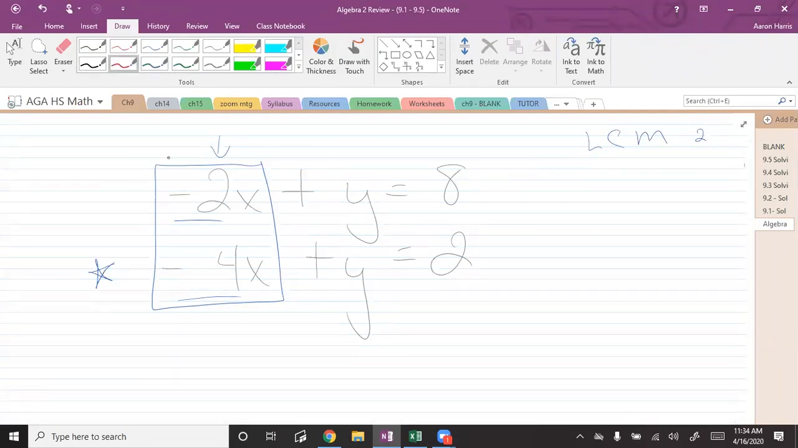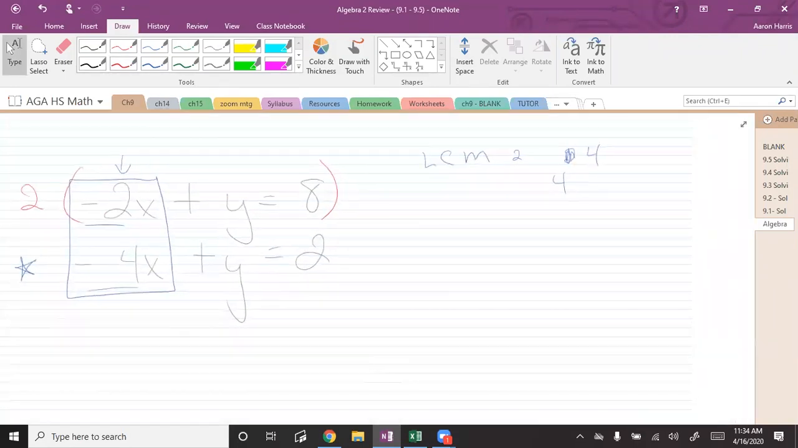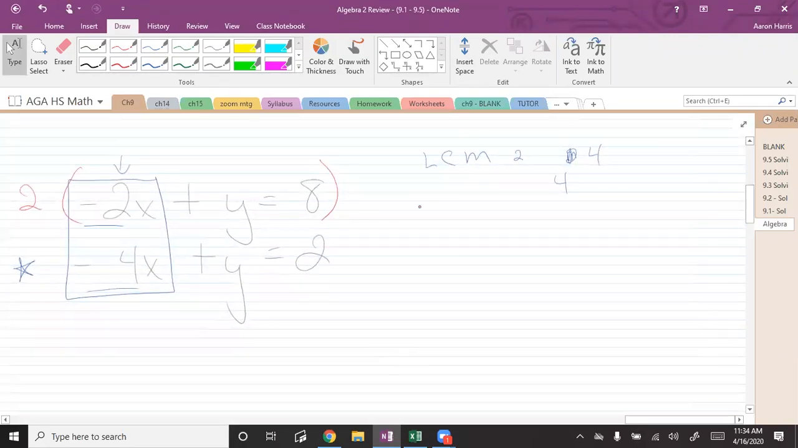If I'm going to do that, I have to do it to the whole equation. Does that make sense? Because what I do to one side, I must do to the other. There we go. So 2 times negative 2x plus y equals 2 times 8. You see how I'm doing it to both sides?